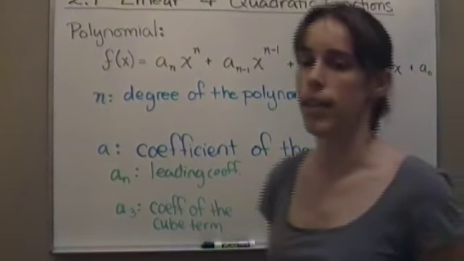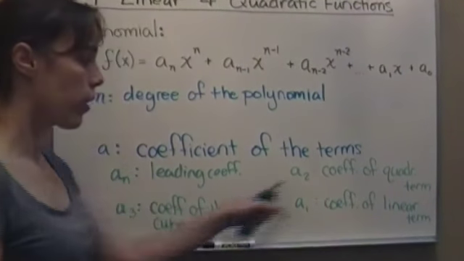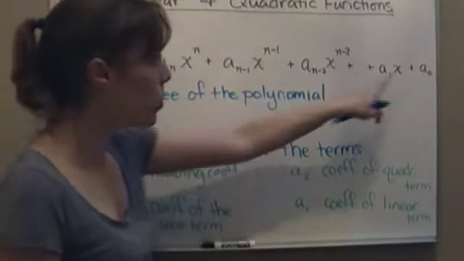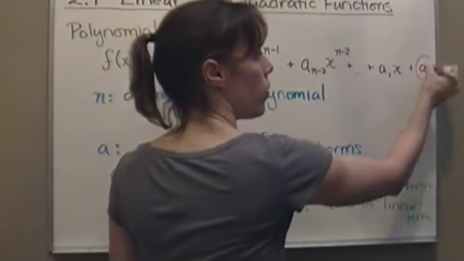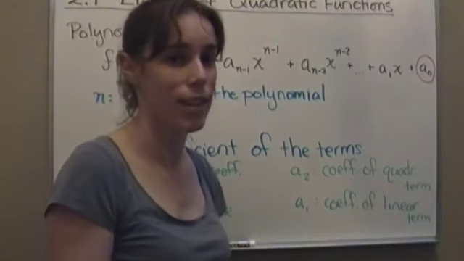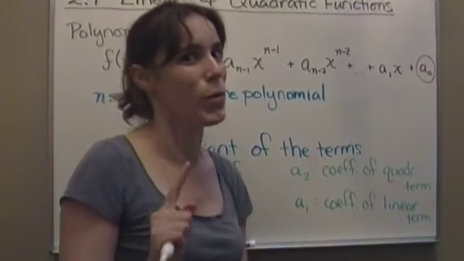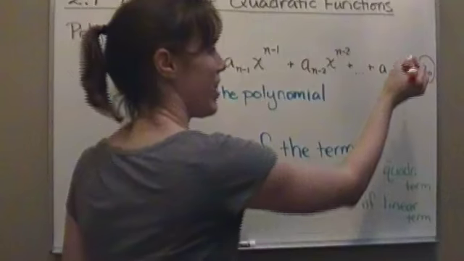Alright, so we've got the names of the different coefficients, but there's one that's super important. A sub 0. There's no x next to it, which means that's called a, I hope you said constant term.